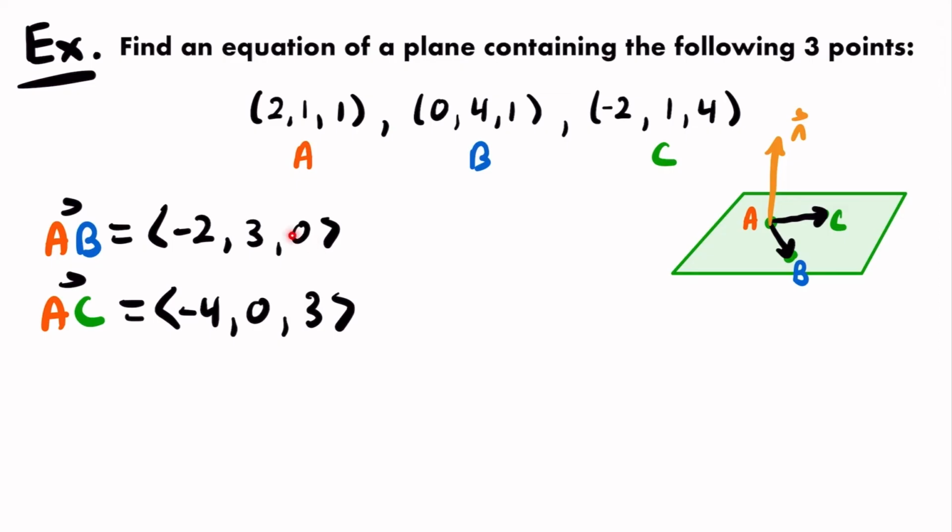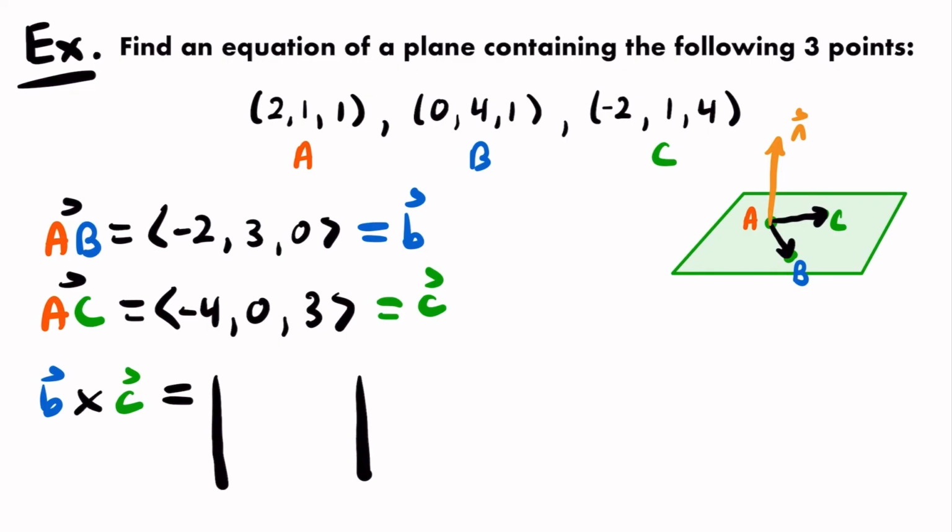All right, and so now we have 2 vectors that are contained within this plane. They are parallel to that plane. And so what we're going to do is take the cross product of these 2 vectors, and that will give us the normal vector. Okay, and so let's set up this cross product. Just to make things easier to work with, I'm going to say that vector AB is vector B, and then vector AC is vector C. So we're going to take the cross product of vector B and vector C, and the way we do that is by setting up a 3x3 matrix that we then take the determinant of. All right, if you're not familiar with this process, be sure to check out my lesson on the cross product.